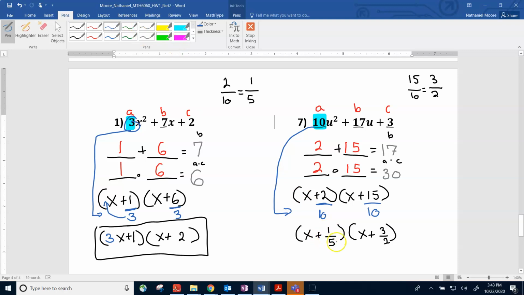Now, we can't leave these as fractions, so what do we do? Once again, we slide and divide. If there's a bottom part here, you throw it in front. So your final answer here should actually be 5, and we're actually using u's, not x's, so it'll be 5u plus 1 and 2u plus 3. And that is the answer.